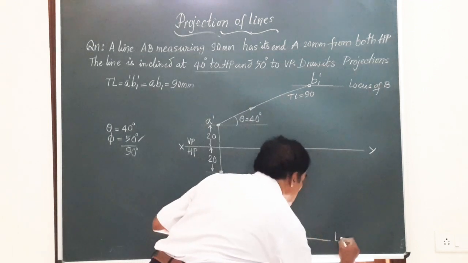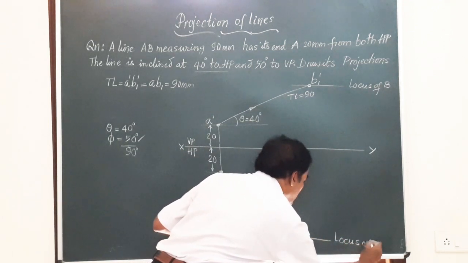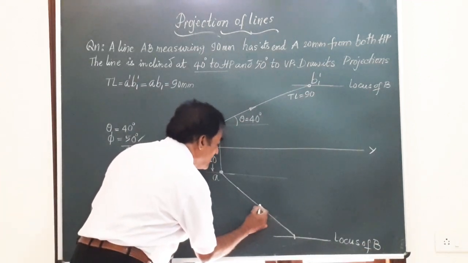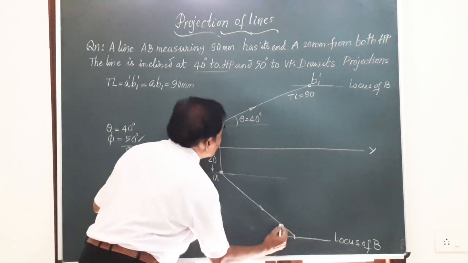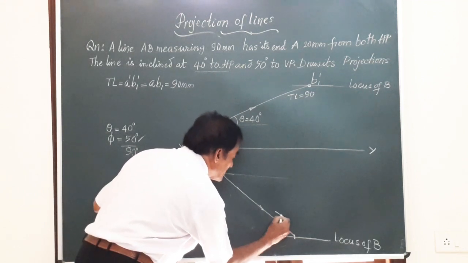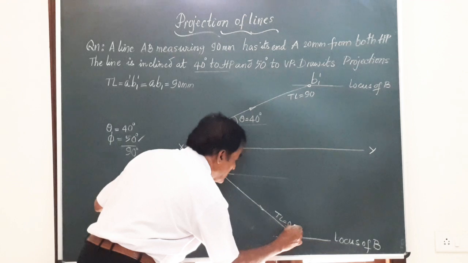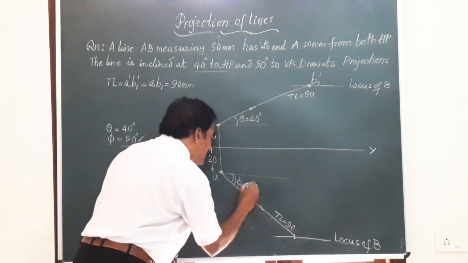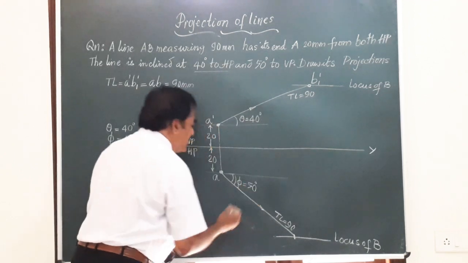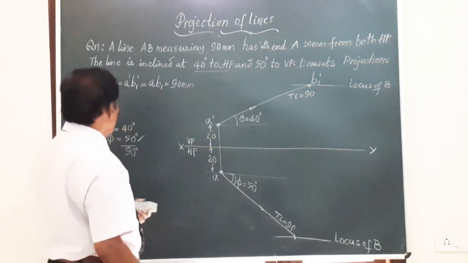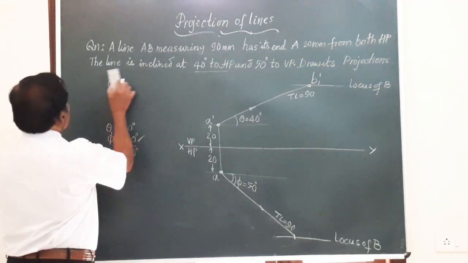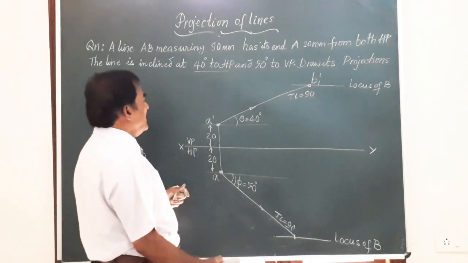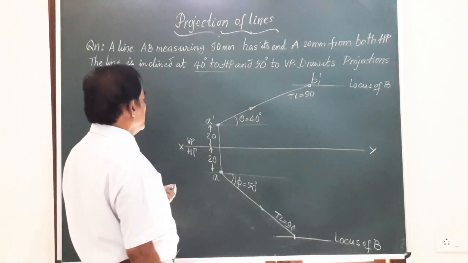Again, this becomes the locus of B in the top view, and the line I have drawn is of true length equal to 90, and the angle this line makes with the VP is given to be 50 degrees. So once you know the length and the angle, you can just mark it. Friends, I have used all the data given in the question. Everything is exhausted. Now let us see how to get the projections of this line.